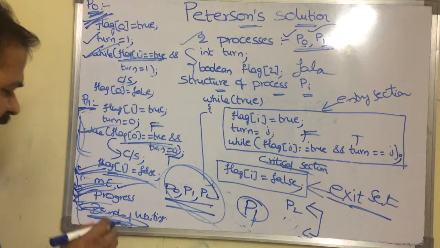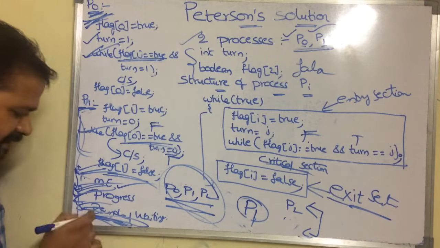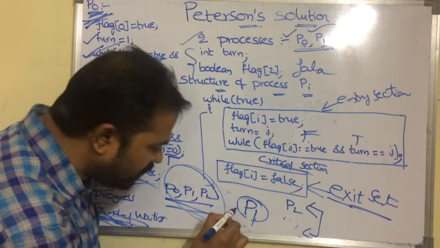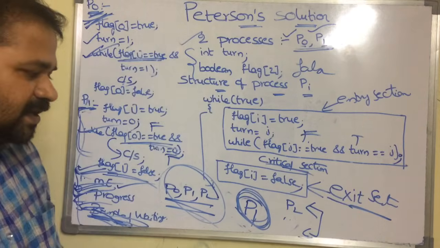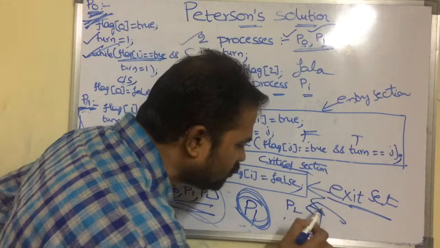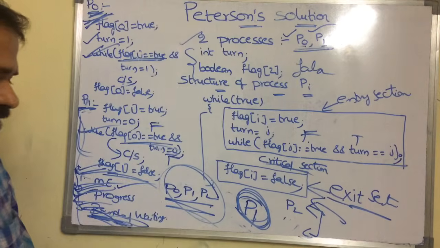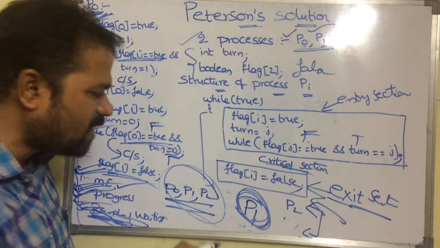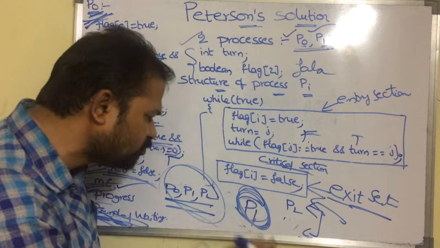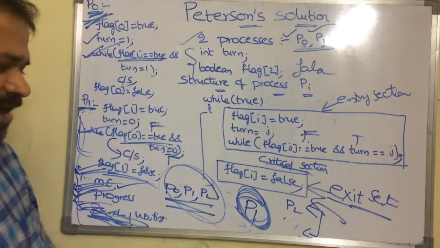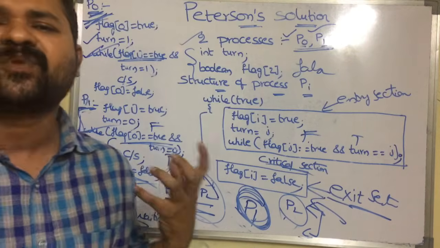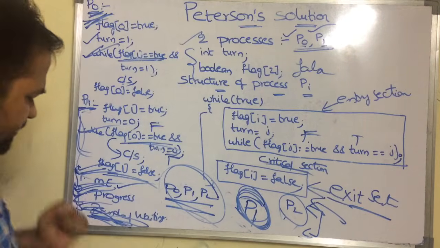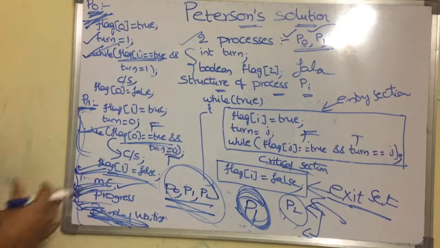So here bounded waiting means there should be a limit on the number of times a process can enter into the critical section. If another process is waiting to enter into the critical section, then only a limited number of times we have to allow P1 to enter. Otherwise, starvation will occur for P2 and the P2 process will die. Okay, let us check whether bounded waiting is satisfied or not here.